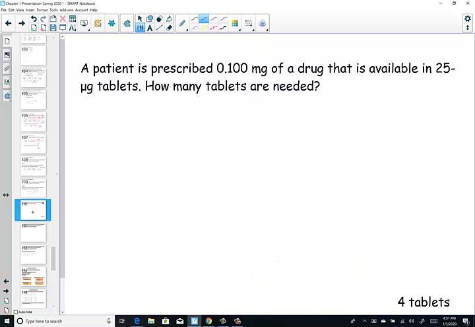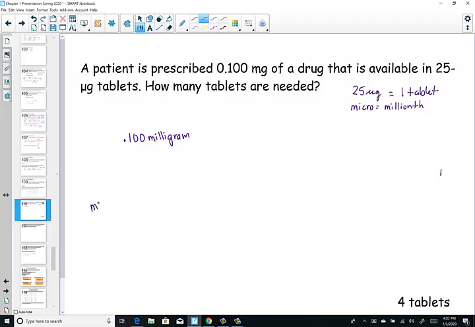A patient is prescribed 0.1 milligram of a drug, and it's available in 25 microgram tablets. How many tablets are needed? So 25 micrograms, remember that a micro is a millionth. And we have 0.1 milligram. So that's our number that is given. Let me just write it out so we can see.